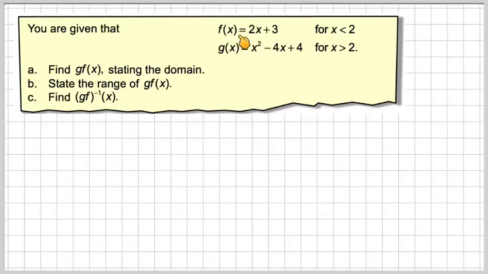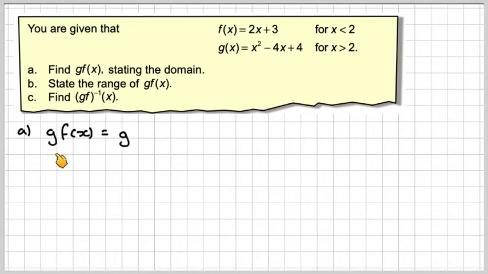You are given that f of x is equal to 2x plus 3 for x less than 2, and g of x is equal to x squared minus 4x plus 4 for x greater than 2. Find the composite of gf of x, stating the domain, state the range of gf of x, and find the inverse of gf of x.